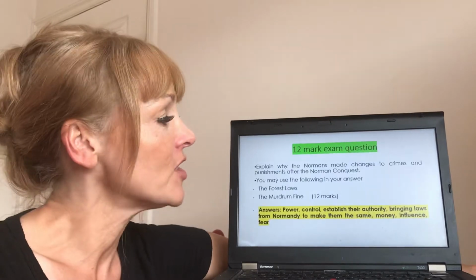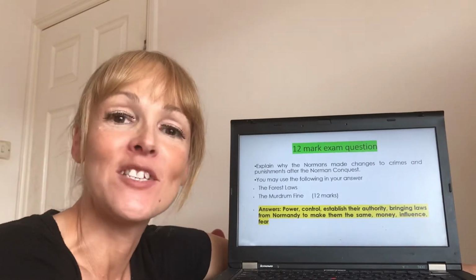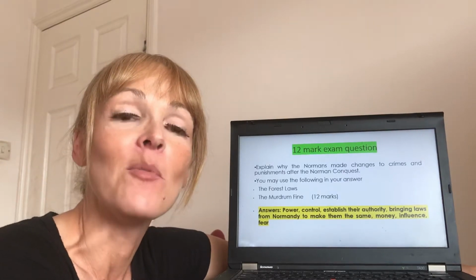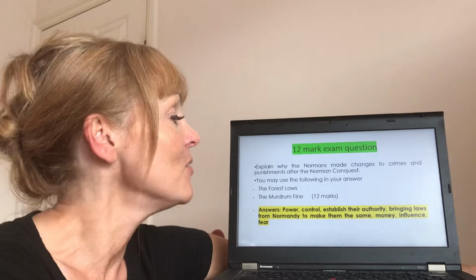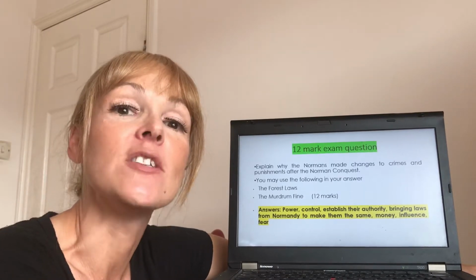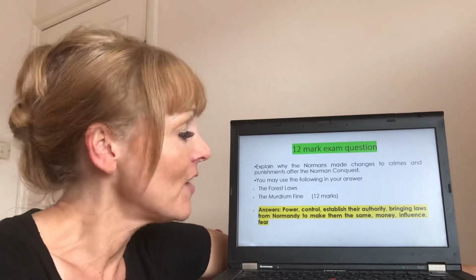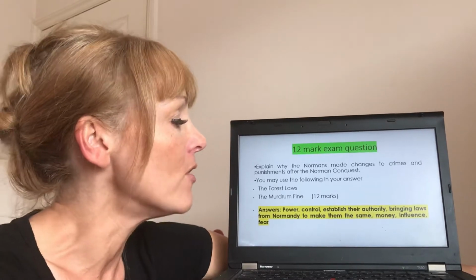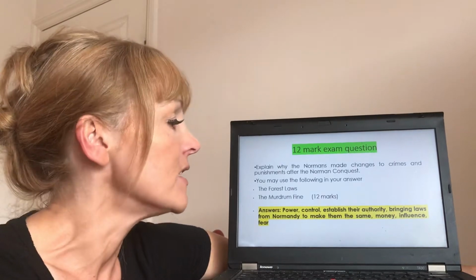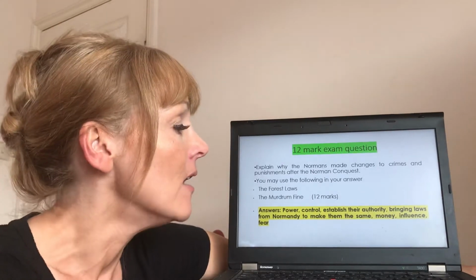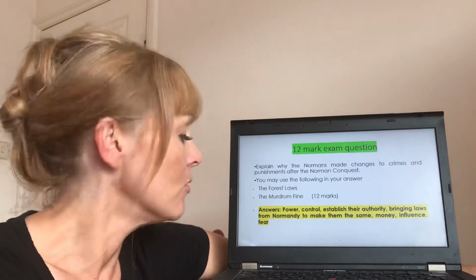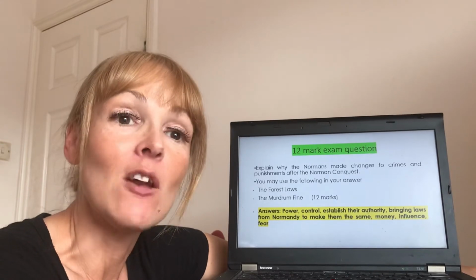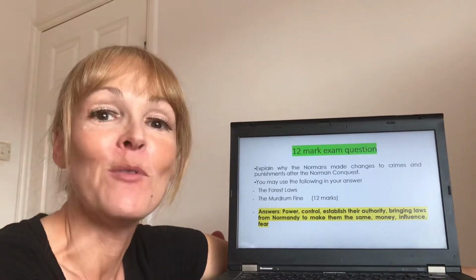But before we do that, just a quick reminder, last week you had a 12-mark question to do. At the bottom of the screen in yellow, you can see some of the ideas that you came up with in answer to that question. The question was, why did the Normans make changes to crimes and punishments? And you came up with ideas like for power or control, or to establish their authority, or to bring their laws into line with those from Normandy. Also money and influence, or just to make the Anglo-Saxons fearful of the Normans. Lots of good ideas though, all of those would have gained you marks.